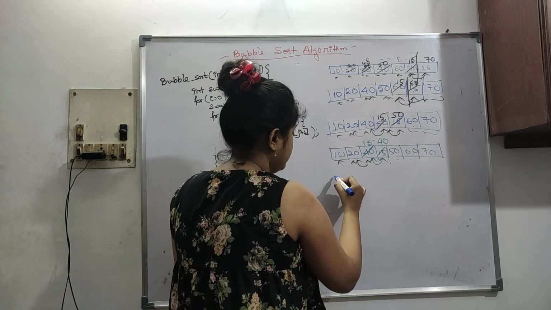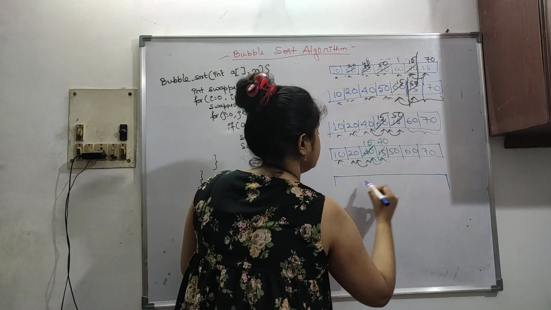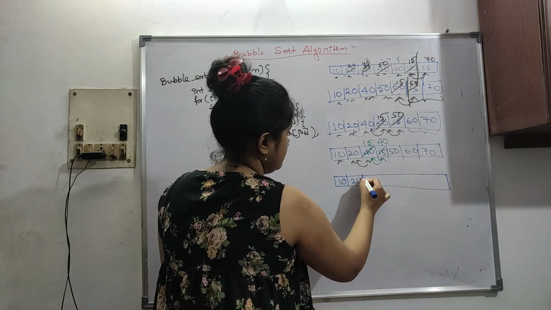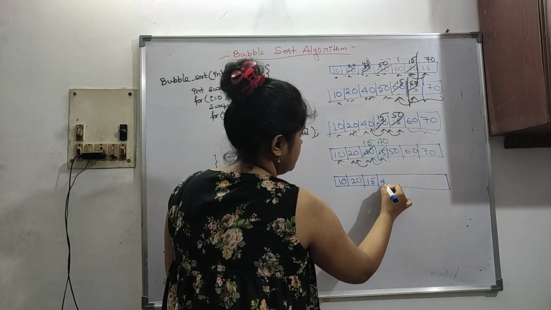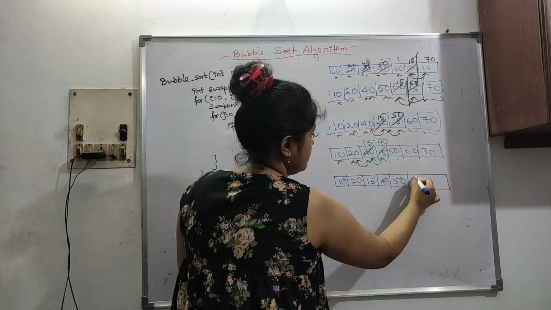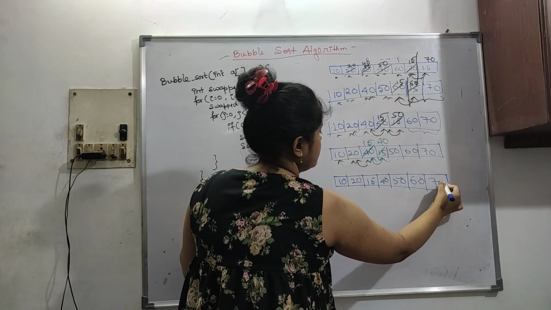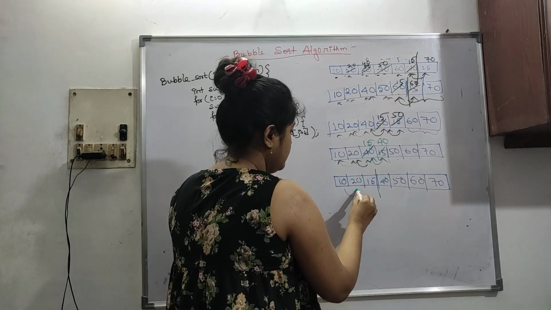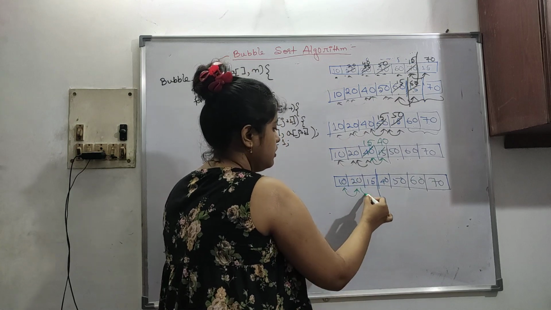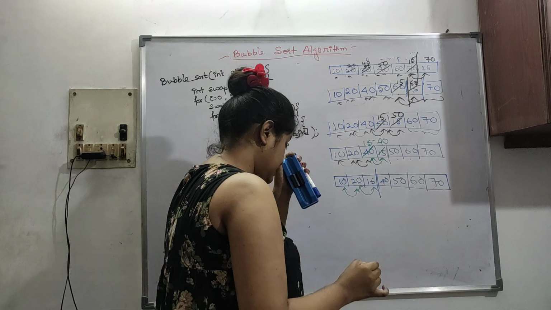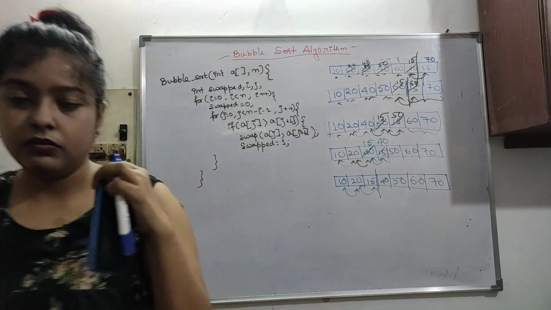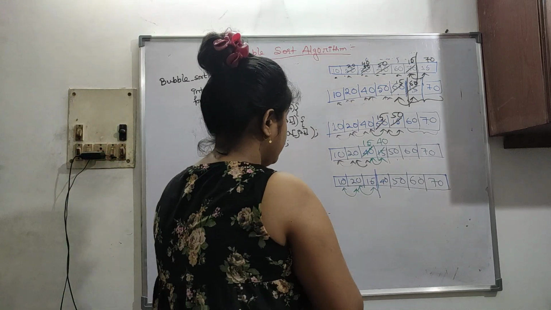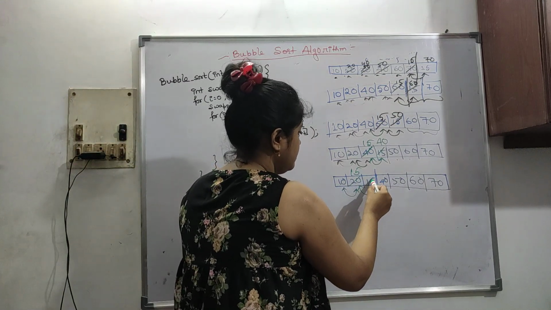So now next is 10, 20, 15, then 40, then 50, then 60, then 70. Okay, so now let's check. Up till this it is already sorted. 10 and 20 sorted because 10 is less than 20. Now 20 and 15. So 20 is greater than 15. So we have to swap again. Okay. So we are doing swapping of this again. So 15 will come here, 20 will go here.